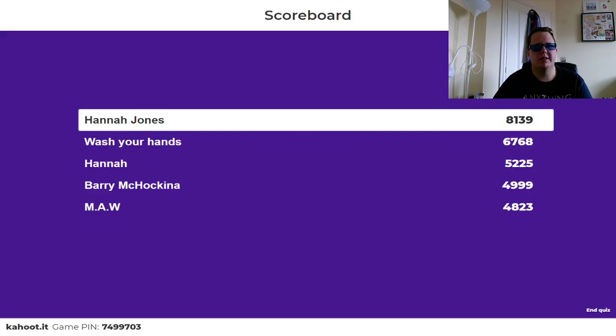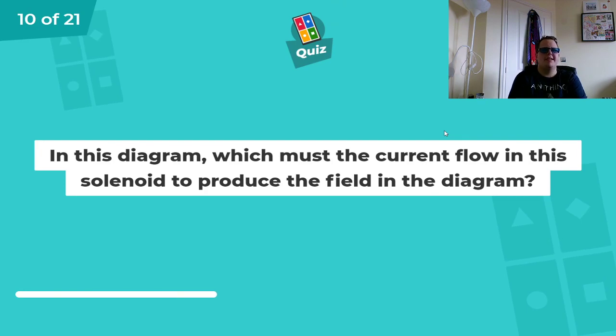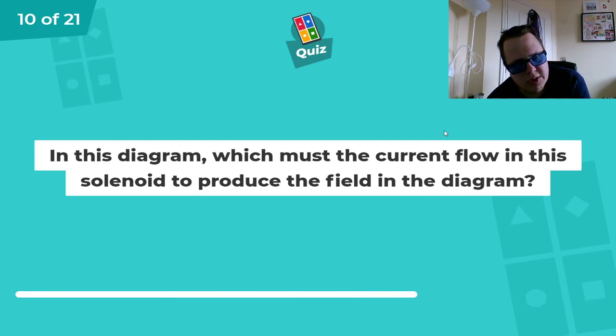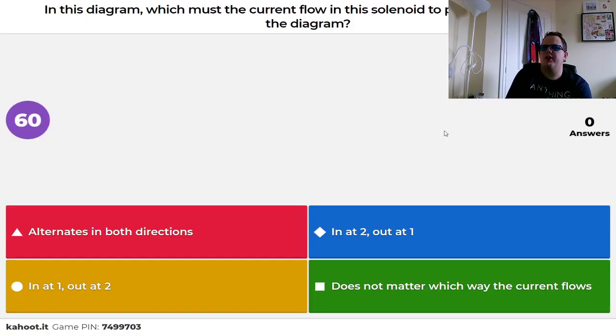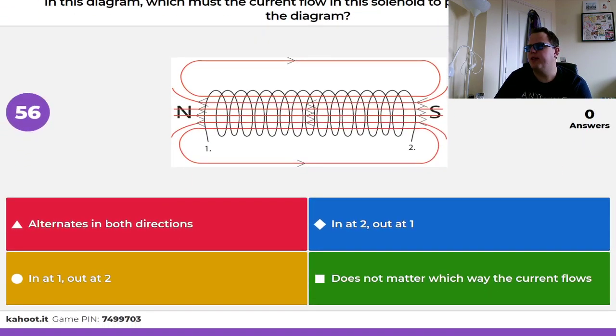Nobody got it right, so it's not going to do anything to our score. All right, in this diagram, which way must the current flow? That should say, which way must the current flow to produce the field in the diagram?